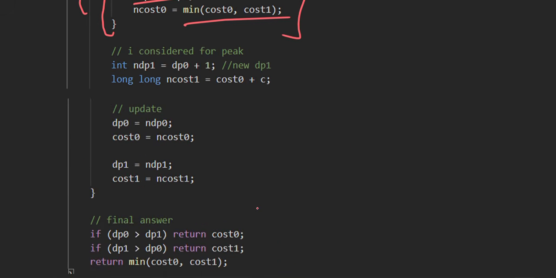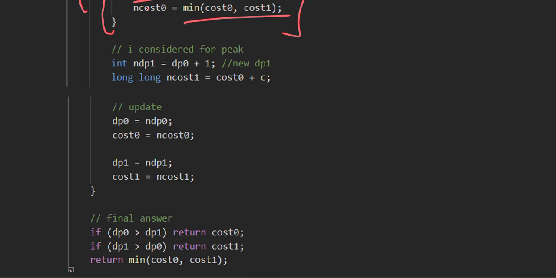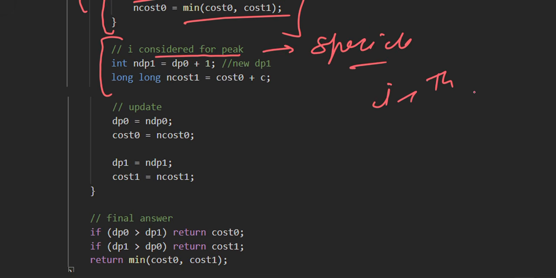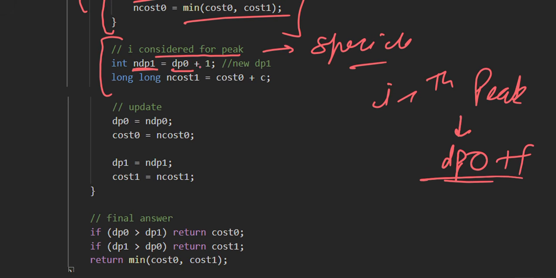Then we take case 2. Case 2 means we are trying to make the ith index a peak value or a special index. In this case the i minus 1 index should not be a peak. That means we have to use dp0. So the number of new peaks will be dp0 plus 1, because the 1 is the ith one, and the new cost will be the previous cost plus the current cost.